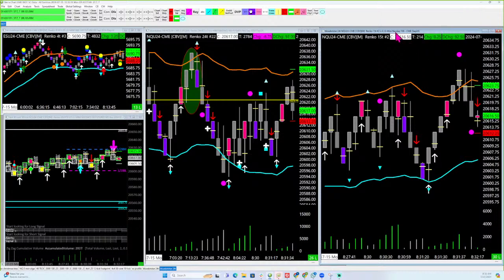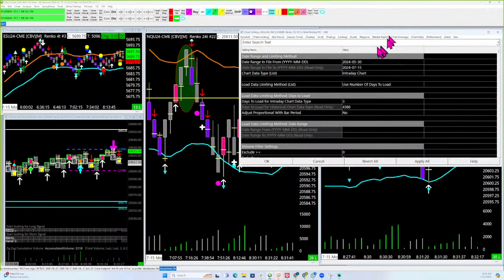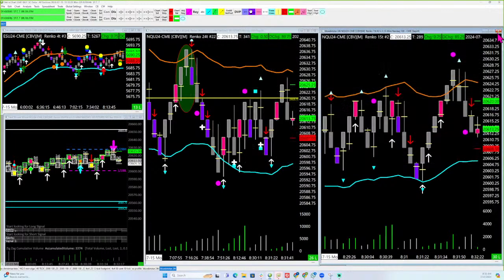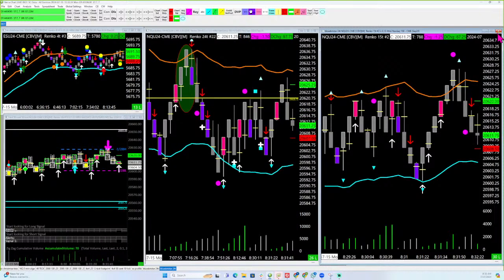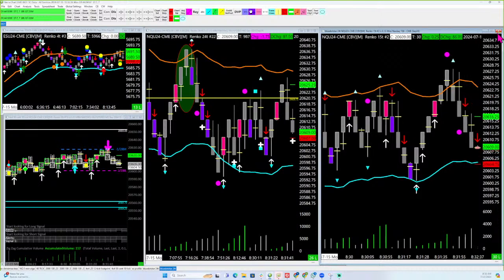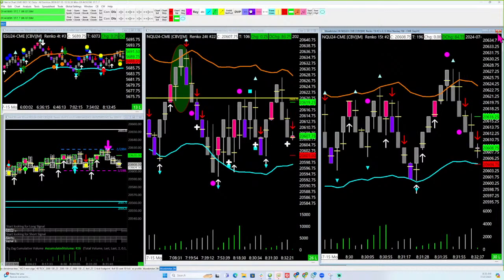And then I need to add my moving averages to this, so give me just a second. I'll do it in a little bit. I just want to watch this on its face value first. We are up to start the day, 88 points, and ES is up 25 points.